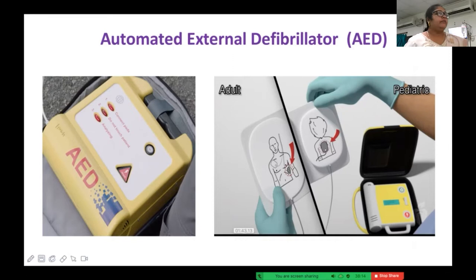Now we'll go through the automated external defibrillator, how we can use it. Usually this doesn't need any charging, and it can be carried to the field. It is a small box type of device which has only three steps. So the first step will be connecting the pads. The pads are different for adult and for child. If you don't get child pads, we can use one at the posterior back and one in the heart area. And for adults, of course, it is in the apex and in the mammary area on the right. So we'll watch a video about it.